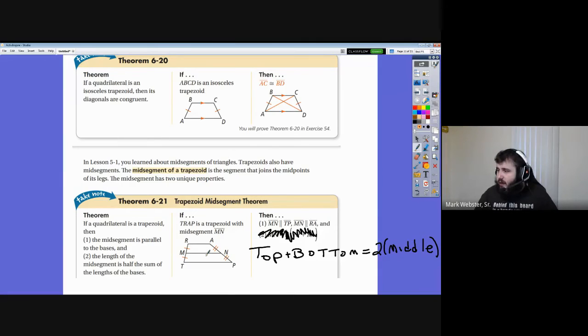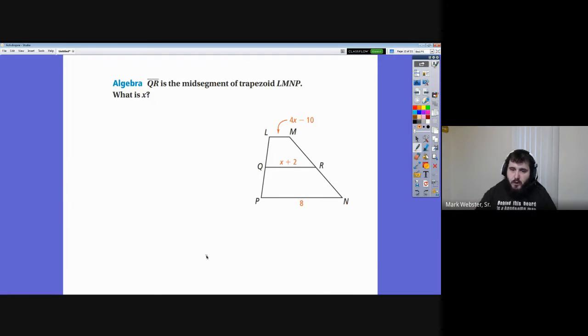Don't overthink this. Don't do too much with these. Some of y'all are always trying to do too much. Make it simple on yourself. Like here, this is what I'm saying. If you tried to cut x plus 2 in half and have that be a 1/2, you're going to be miserable. Top plus bottom equals 2 times the middle. See how much easier this problem is? All you got to do is combine like terms, distribute over here.